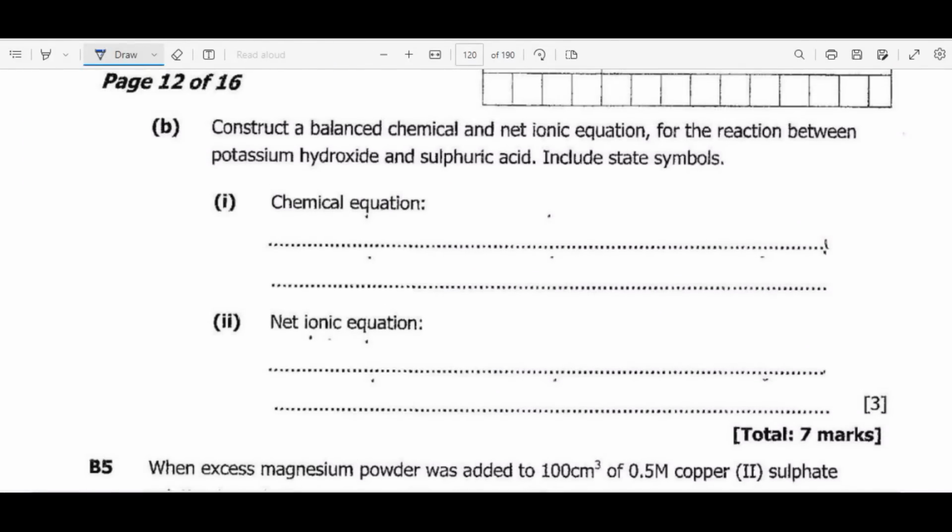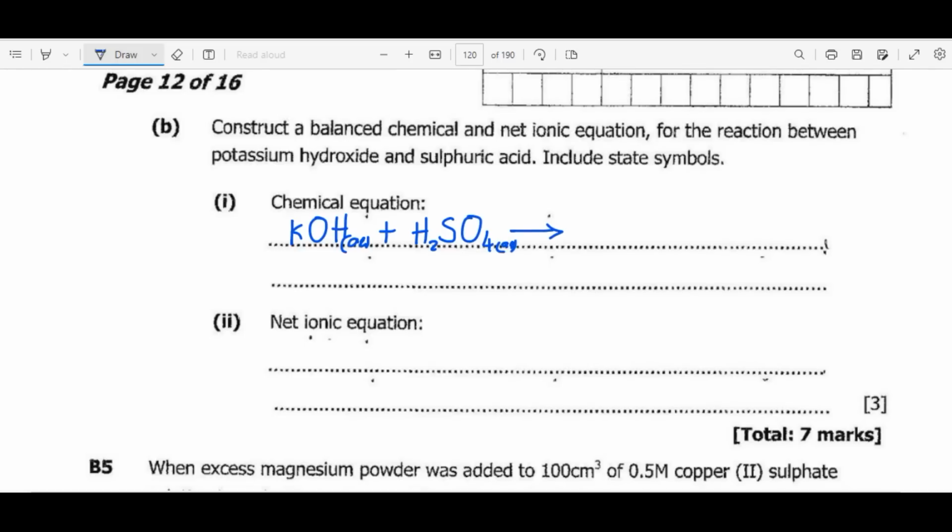B. Construct a balanced chemical equation and its ionic equation for the reaction between potassium hydroxide and the sulfuric acid. Include state symbols. So we'll begin with the chemical equation. For potassium hydroxide, the symbol is KOH. Then this is in aqueous phase, plus sulfuric acid. We have H2SO4 aqueous.